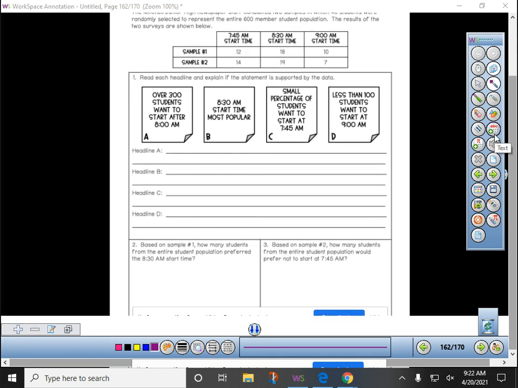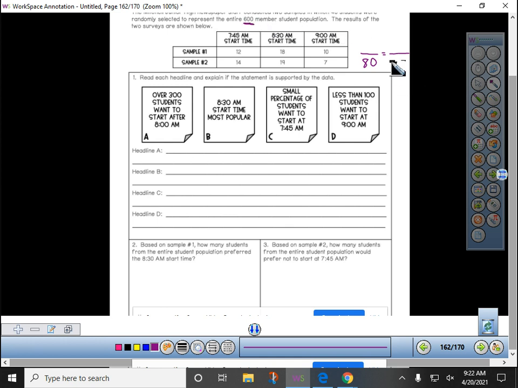Over 300 students want to start after 8 a.m. How many people were surveyed here? 80, because there's sample 1 and sample 2. How many are in the entire population? 600. So everybody with me here. How many want to start after 8 a.m.? 37. And is 9 a.m. after 8 a.m.? Yes. Figure it out.